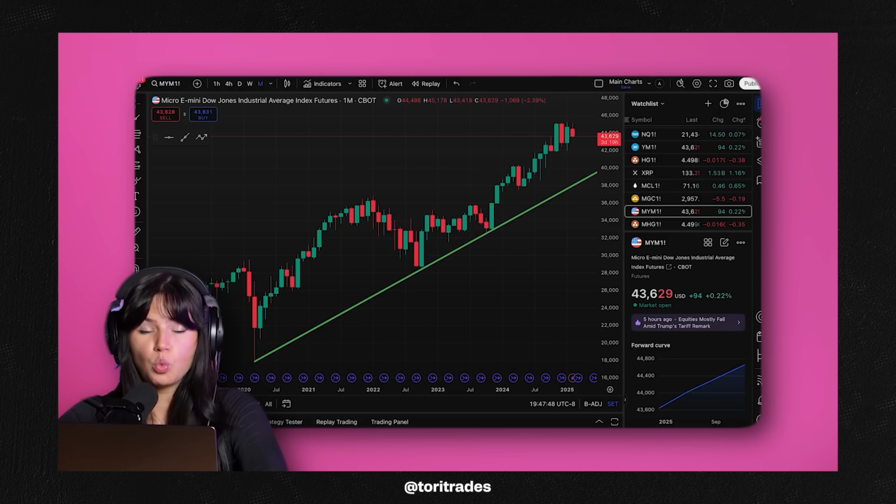So we have just simply drawn one trend line on the monthly time frame. We need to continue doing our top-down analysis. So that means we need to work our way down to the lower time frames. So we're at the monthly. Let's go down to the weekly.